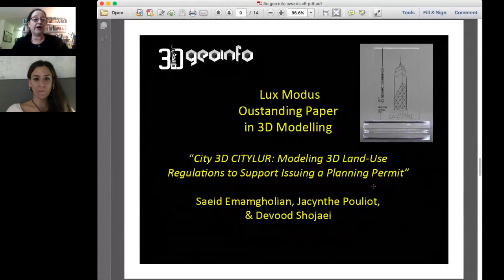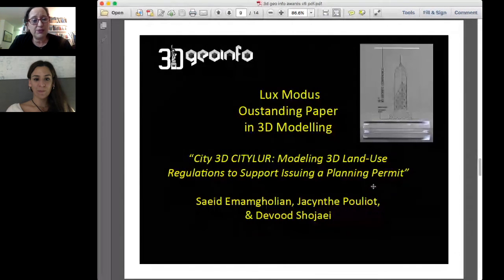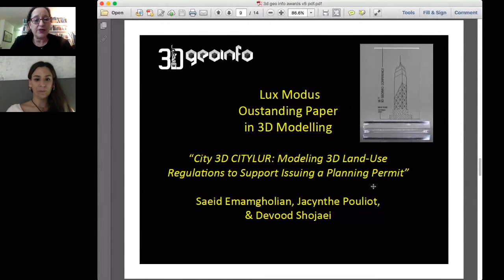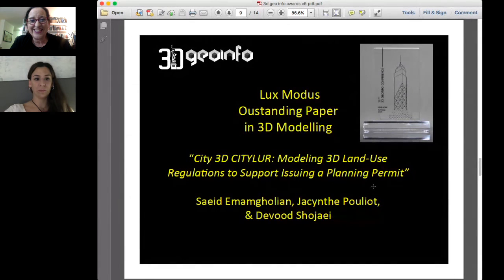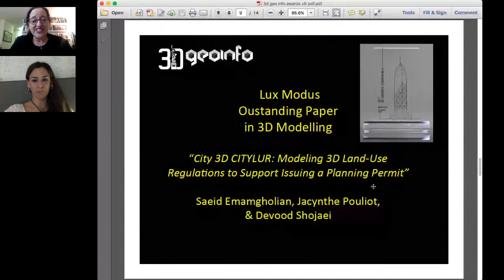We now have our sponsor awards. So the awards from Lux Modus on outstanding paper in 3D modeling goes to the City 3D, CityGML modeling, 3D Land Use Regulations to support issuing a planning permit. And this goes to Saeed, Yathins, and Davoud. So well done.